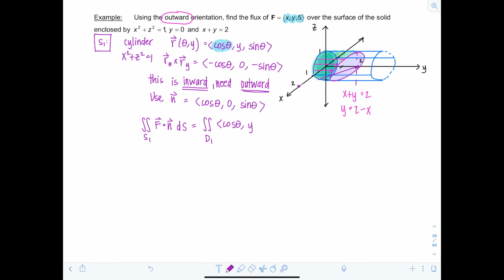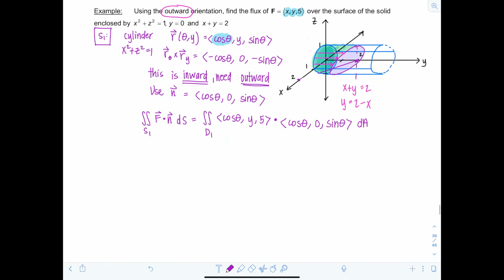Y is fine. 5 is fine. Dot that with n. n is cosine theta, 0, sine theta. And then now it's dA, yeah? Good. Now from here, let's see.